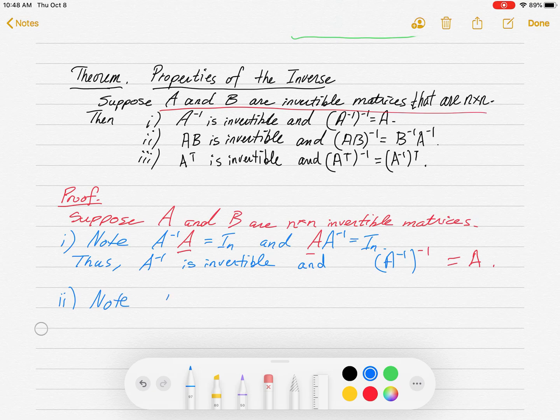Number 2, we want to show that AB is invertible, and AB's inverse is B inverse A inverse. So what we're going to do, we're going to start with AB, right? We want to show it's invertible. And we want to figure out, what do we have to multiply AB by to get the identity? Well, there's kind of a hint here. Let's try multiplying by B inverse A inverse and see what happens. B inverse A inverse.